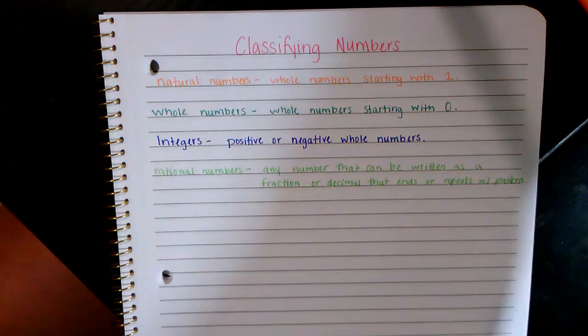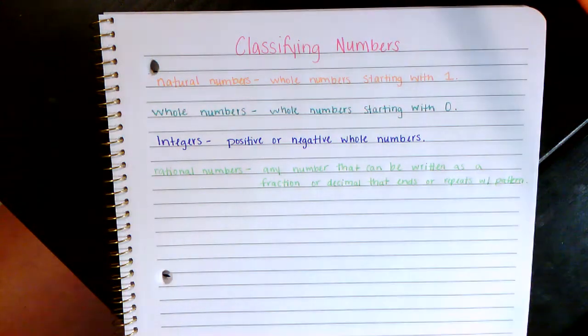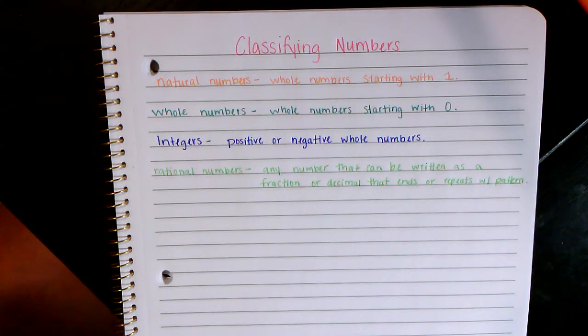And then the next classification we have is called irrational numbers.